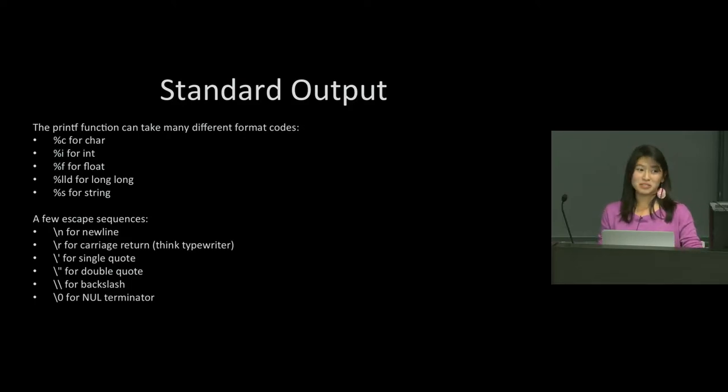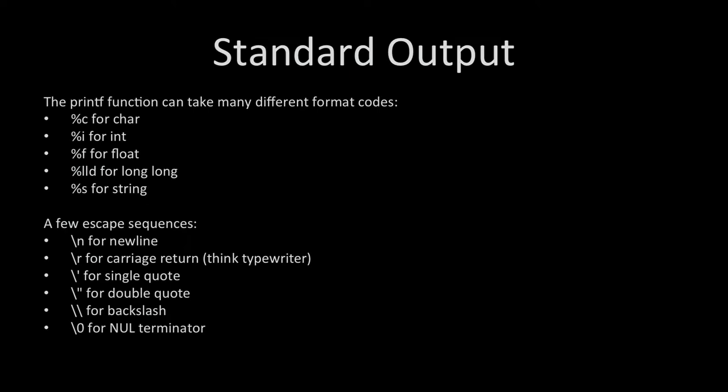So the last thing I have is standard output. You should use these frequently enough that you can remember them, but this is when we use printf, for example, and we have these placeholders that are called format codes. So %c for char, %i for int. We can also use %d. It's the same thing, but generally in CS50 we try to use %i. %f for float, %lld for long long, and %s for string. And similarly, we've been using a few of these escape sequences, for example, \n for new line. This is just for when you're formatting your code for printf.